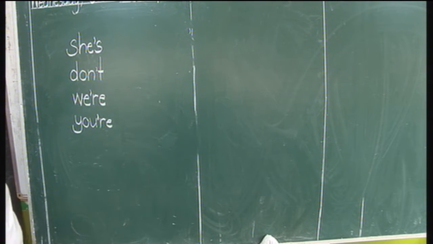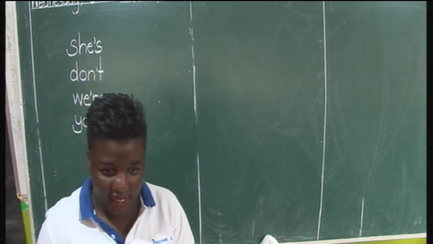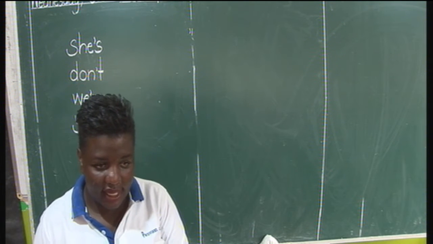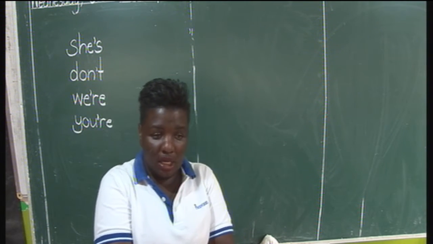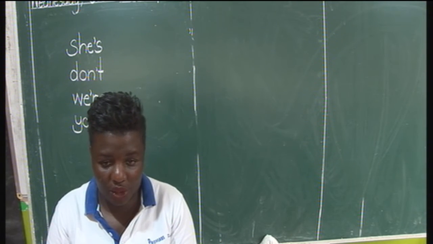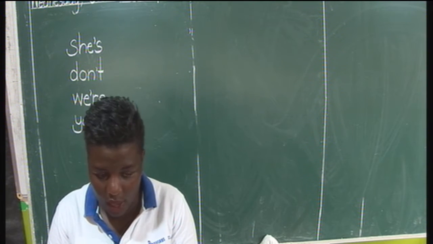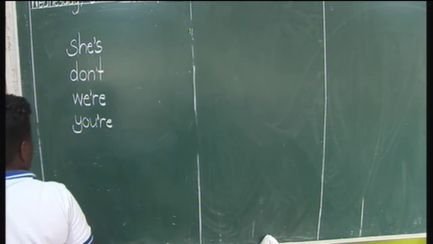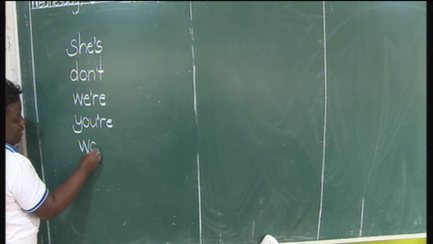Will not. I need someone to tell us the short form of will not. Yes, children, who can try telling us the short form of will not? Yes, Laloyo, unmute yourself. What is the short form of will not? Laloyo Joshua, the short form of will not is? Won't. Won't. Wow, good. Won't. I won't mention the other mistakes people always make. So we say won't. The short form of will not is won't.